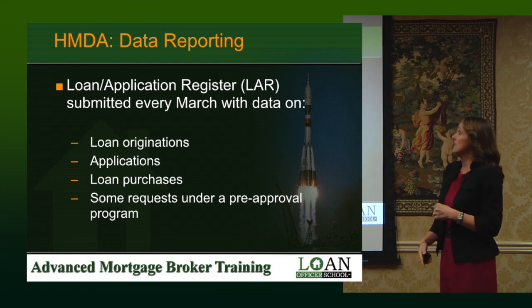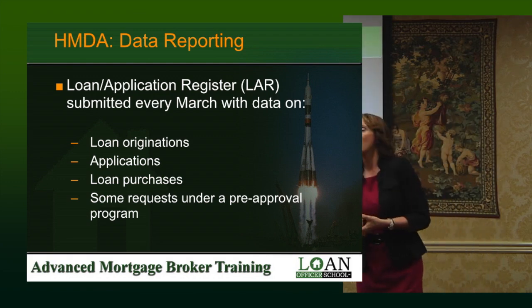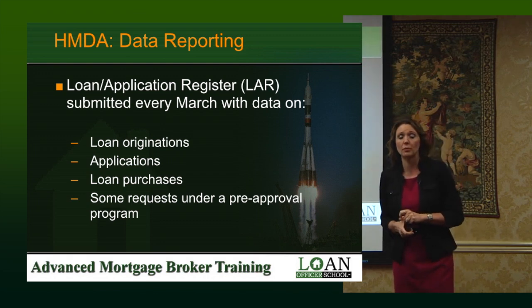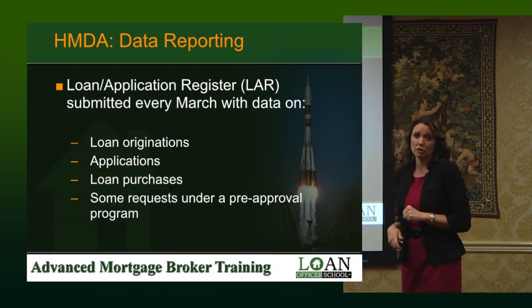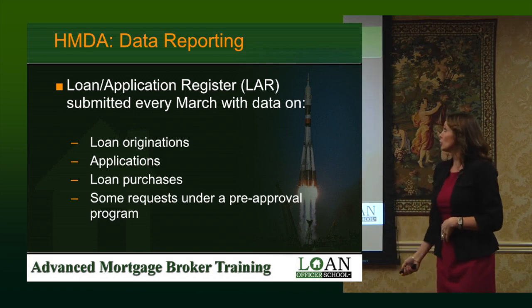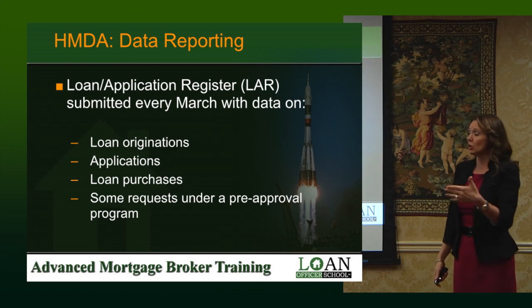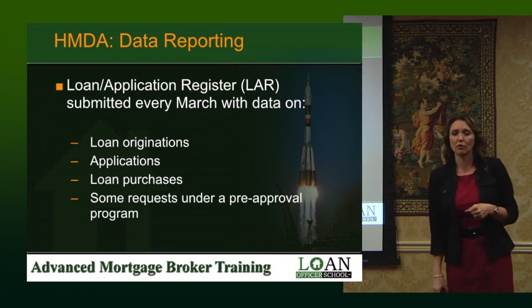Data reporting. The Home Mortgage Disclosure Act requires a form called the Loan Application Register, abbreviated as LAR. The LAR is required under the Home Mortgage Disclosure Act, and it must be filed every year by March. It will show on this LAR how many loan originations they did, how many applications they took, how many loan purchases they did, and whether they provided any pre-approval programs.